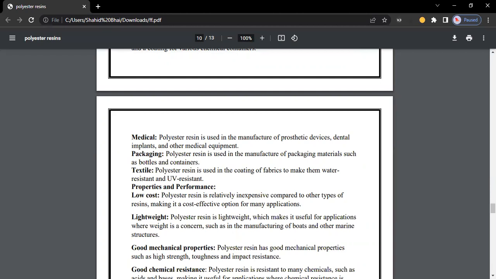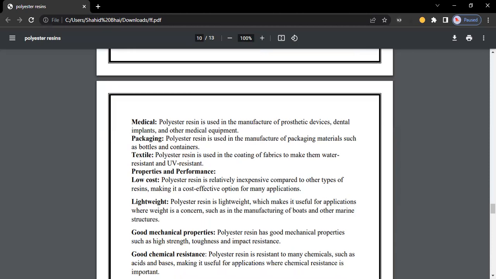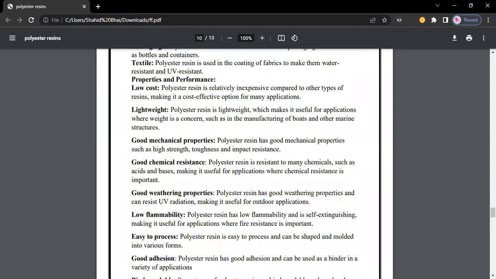Low cost: polyester is relatively inexpensive compared to other types of resin, making it a cost effective option for many applications. Lightweight: polyester is useful in applications where lightweight is a concern, such as manufacturing of boats and other marine structures. Good mechanical properties: high strength, toughness, and impact resistance. Good chemical resistance: polyester resists chemicals such as acids and bases, making it useful for applications where chemical resistance is important.